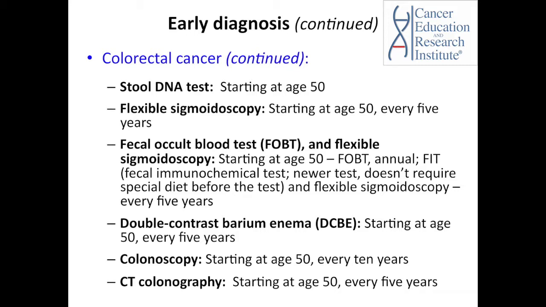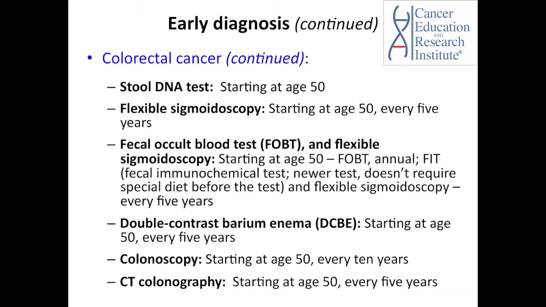When we look at the recommended screening tests in regards to when to begin and how frequently they should be performed, for the stool DNA test, it is recommended to do this screening test starting at age 50. For flexible sigmoidoscopy, starting at age 50, every 5 years. Generally, it is recommended to do a fecal occult blood test (FOBT) and flexible sigmoidoscopy together rather than either one alone. So for FOBT, it is recommended to get this test starting from age 50.